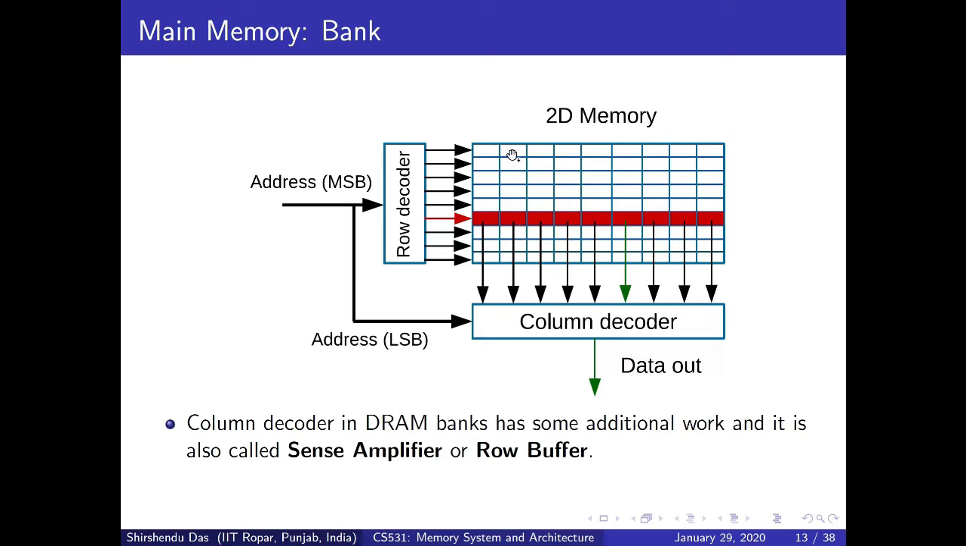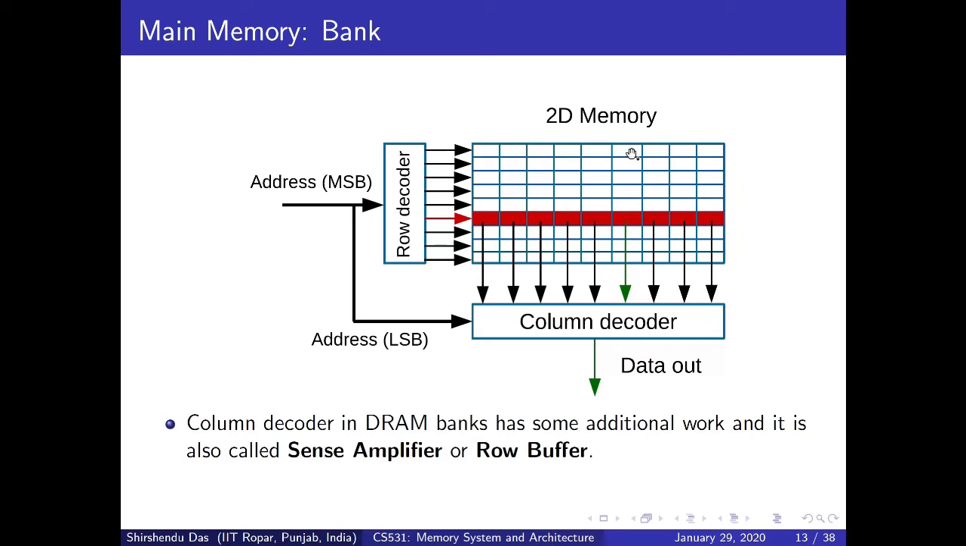But I assume that the next access is this location, that means row number 1, column number 2. In this particular case, you have to activate this row again, but before that you have to do something, because now the content of the previous row is available in this row buffer. So before activating this row, you have to close this particular row. After closing this row, you can activate this row.